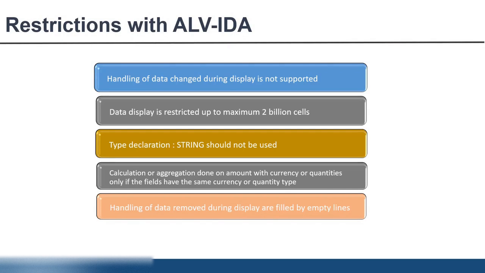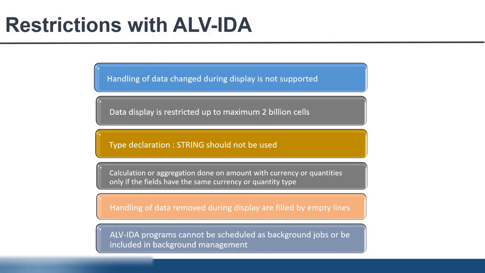Data removed during display is filled by empty lines. That means suppose two users are using the same system. One user is displaying the data through ALV IDA and another user is trying to edit the same set of records. Now this second user, suppose, deletes some records from the same set of data. Then what will happen for the first user? The first user who is trying to display the same set of data through ALV IDA will be able to see blank lines in the output.